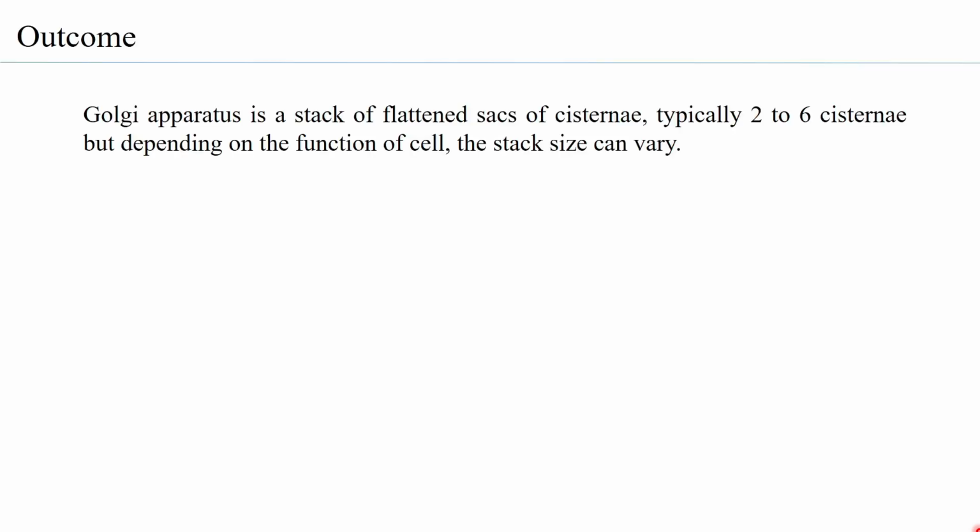So Golgi apparatus is a stack of flattened sacs or cisternae. This is something very similar to the endoplasmic reticulum, but they are made up of cisternae that typically are 2 to 6 cisternae and independent of each other. But depending on the function of the cell, the stack size can vary. It can be as big as 20 stacks as well.